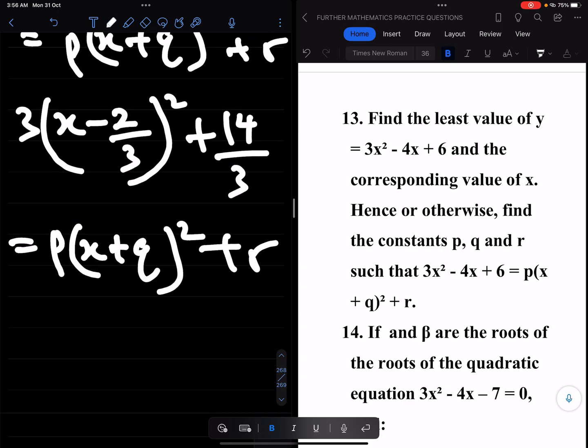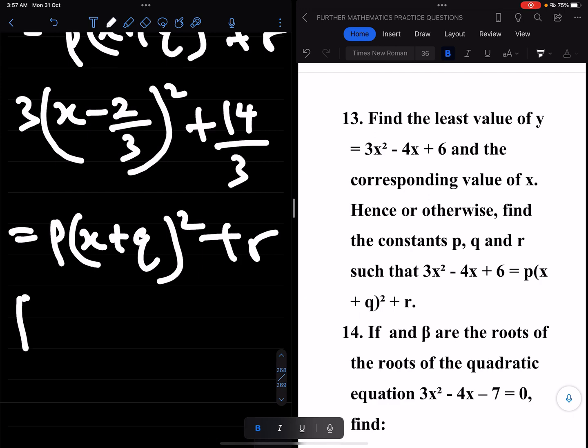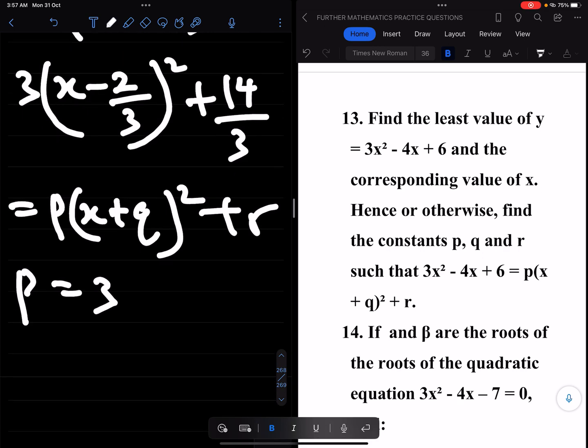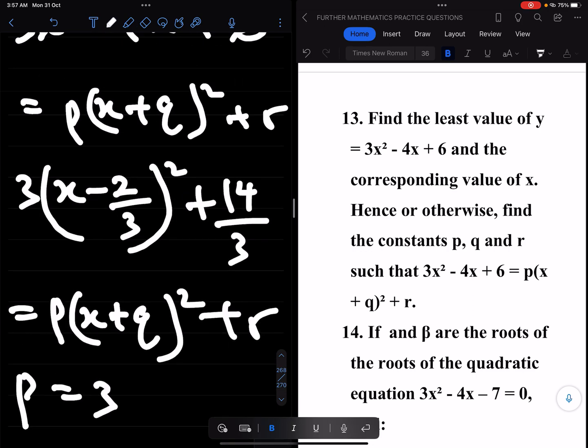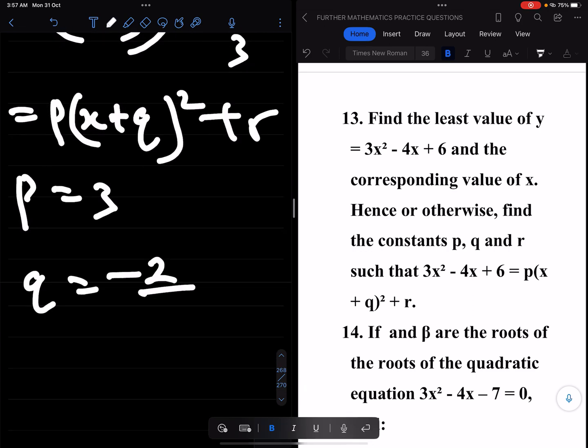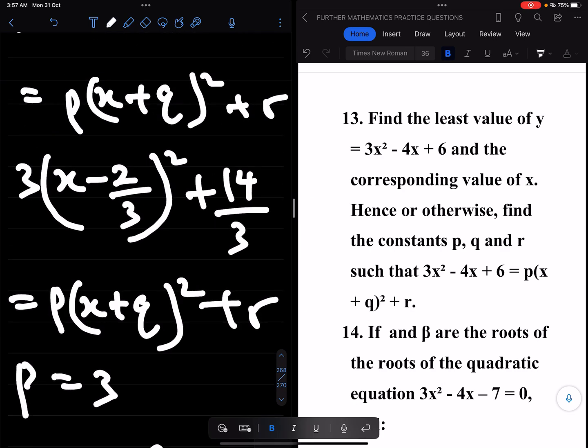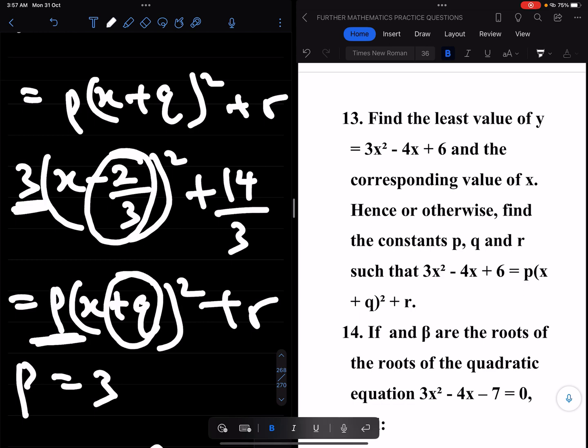Now if we compare the left and right hand sides, we'll see that p is equal to 3. q is equal to minus 2 over 3. Of course, look at it. What's outside here on the left hand side is what is here on the right hand side. What is inside the bracket on the left hand side is what's inside the bracket on the right hand side. x minus 2 over 3 is similar to x plus q, so that means q is minus 2 over 3.